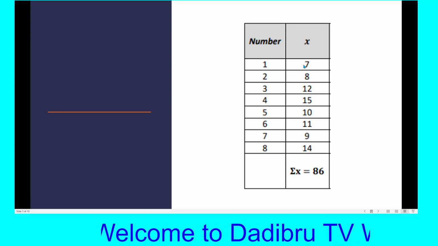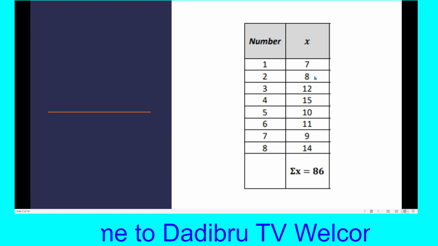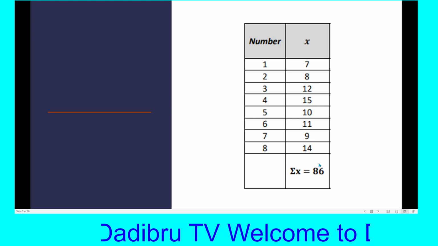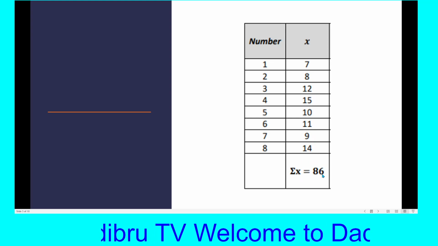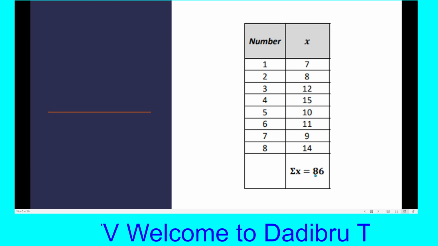Now, let's add all their scores. So to sum up, just simply add 7, 8, 12, 15, 10, 11, 9, and 14. And the result is 86. And this is now the summation of their scores.